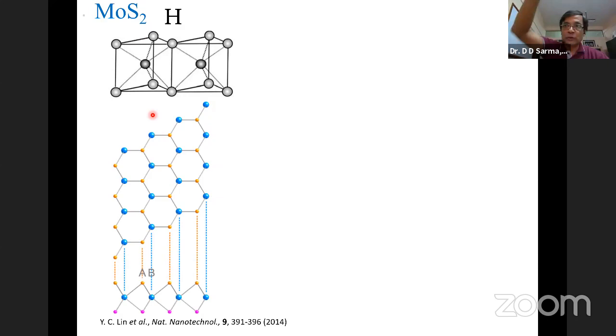So what I'm going to see, there's one molybdenum. I see the top sulfur here, the bottom sulfur is below that. Top sulfur is here, bottom sulfur is below that, as shown over here in the side view. Okay, so I'll see exactly this.